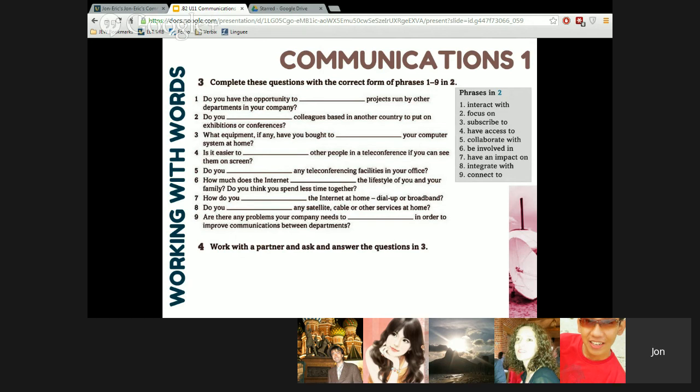Do you prefer easy one or difficult one? Of course, easy one. Okay. Do you connect to any satellite? How do you connect to the internet at home? Dial-up or broadband? I'm using broadband.